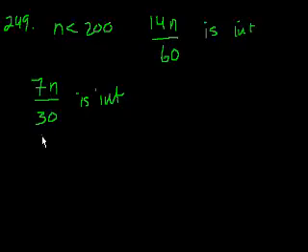Well, let's just pick the smallest one. There are a lot of different candidates. n could be 30 or 60 or 90 or a bunch of different numbers. But let's just pick n equal to 30. They just say that n is less than 200. So let's just say that n is equal to 30.